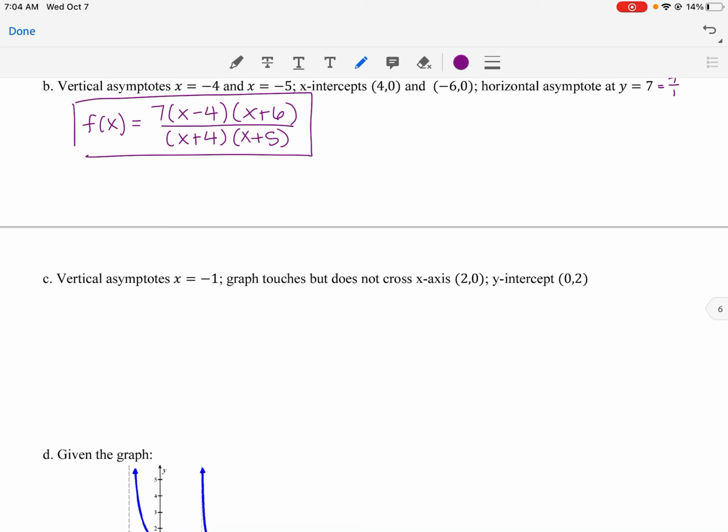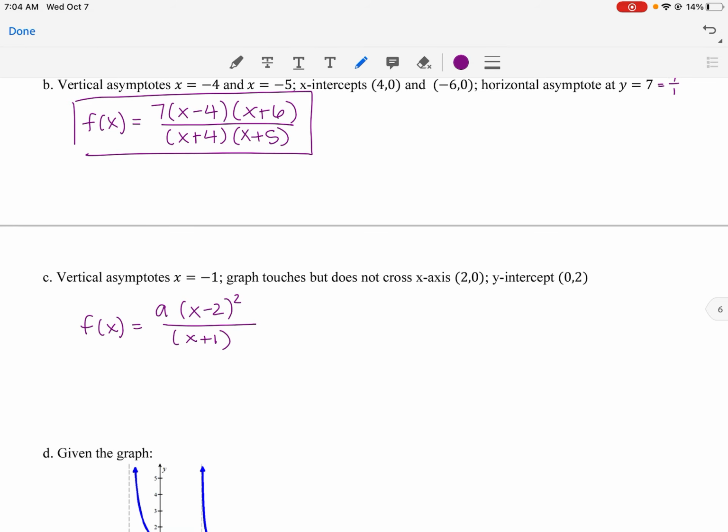We've got a vertical asymptote at x equals negative 1, so x plus 1 on the denominator. The graph touches but does not cross the x-axis at 2, 0. So x minus 2, if it touches but doesn't cross, it's got to have an even multiplicity. So I would say, hey, it's going to be squared here.